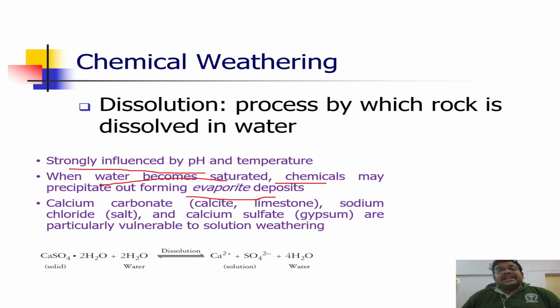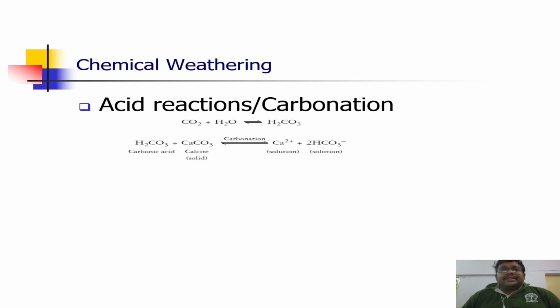For example, you can see here, this is calcium sulfate dihydrate, so it is gypsum. So when gypsum reacts with water through the process of dissolution, basically it dissolves and produces the calcium ion, sulfate ion, and also water. So you can see this gypsum undergoes the dissolution process and dissociates into its components, that is calcium and sulfate. Okay, so this is another very good example of chemical weathering.